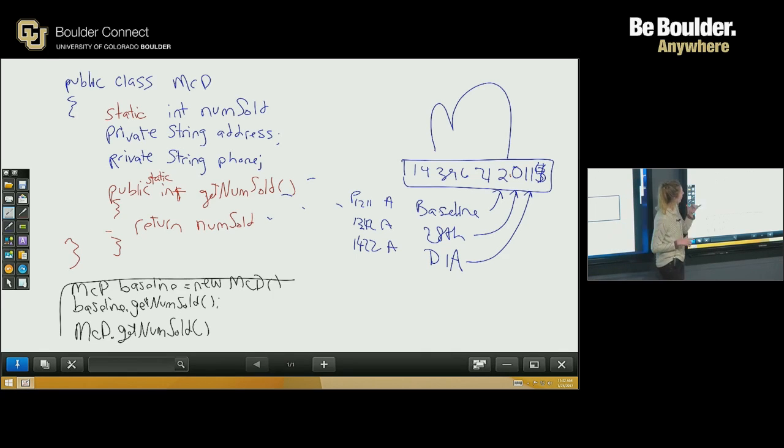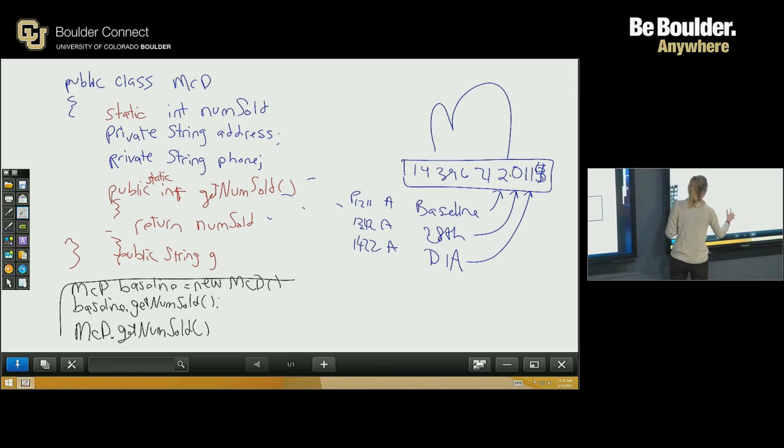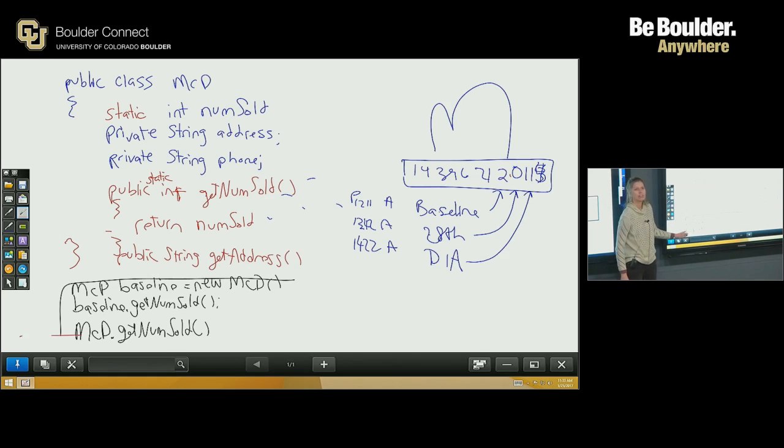Now, if I had a non-static method in here, like public string get address, can I call McD.getAddress? Why not? Not static. So McD.getAddress will not work. And think about it. If address is an instance variable, what does it mean to ask McDonald's as a whole, that class, what its address is? That doesn't exist. But baseline.getAddress, okay, for that instance, the baseline instance, there's an address for it. In DIA, there's an address for it. For a class variable or a static variable, we can do the name of the class dot the method name.